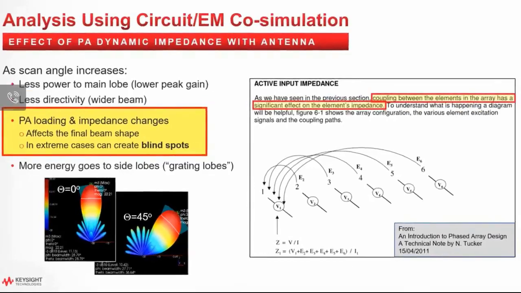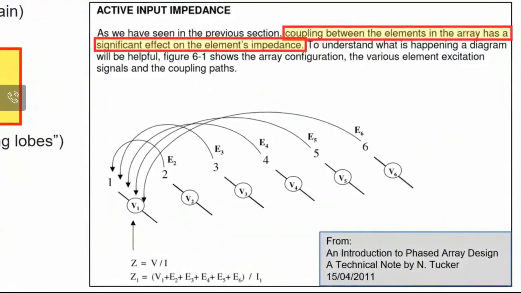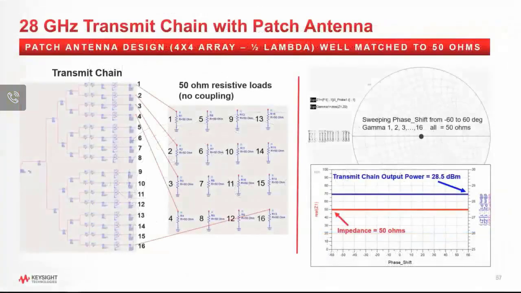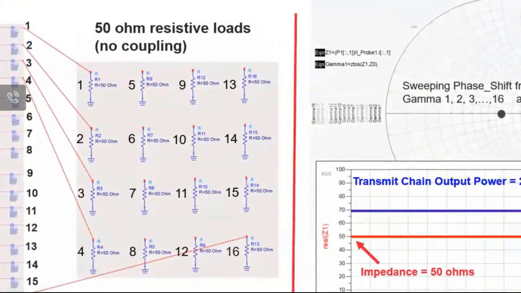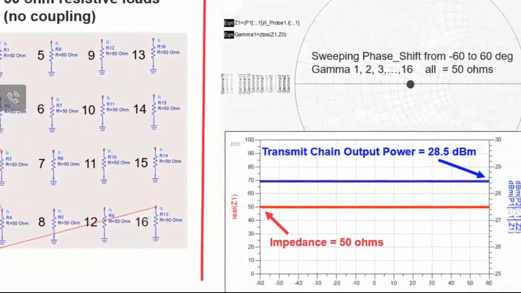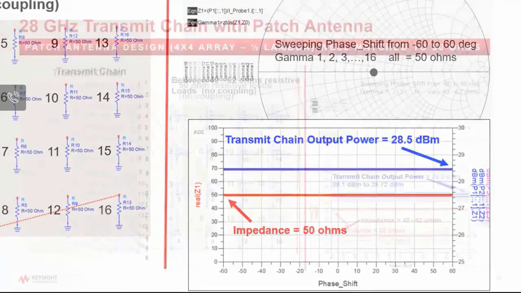Here at the right side, I'm showing an excerpt from Dr. Neil Tucker's technical note, which graphically shows how the coupling between the array elements affect and change the impedance. Let me briefly illustrate this to you. For simplicity, let me first represent all 16 antenna ports as 50 ohm loads. You see, there is no coupling between the patches, and all PAs are identical. Therefore, the PA output impedance and power are constant as the phase angle is swept from -60 to +60 degrees.